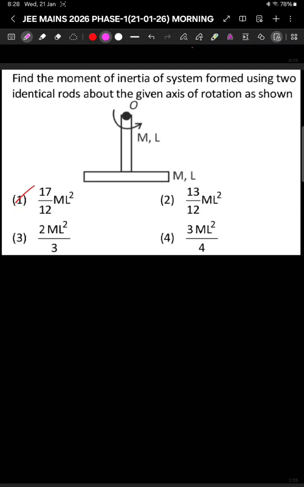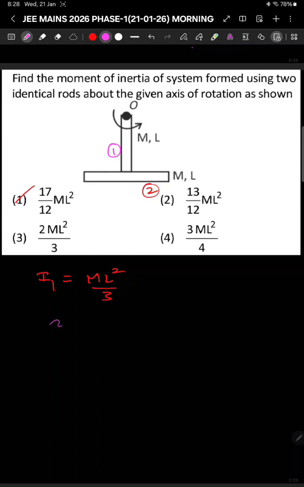Next one. Here two identical rods are there, each having mass m and length L. You are asked to find the moment of inertia of the system about this point O. Let us name them the first rod and the second rod. The moment of inertia for the first rod, which passes through one end, is ml square by 3.